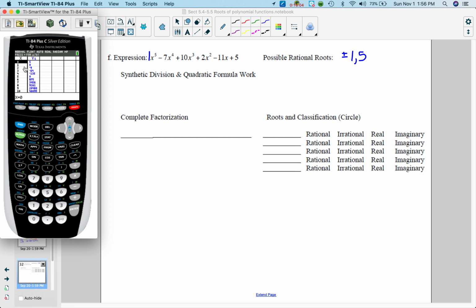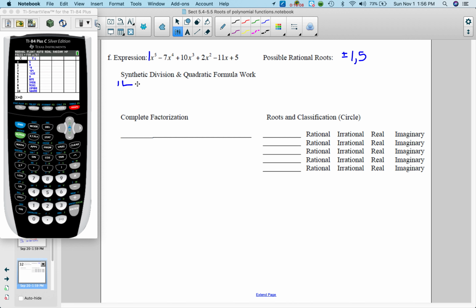Okay, so I can see 1 works. So let's try a 1. Write small. So I have 1, negative 7, 10, 2, negative 11, and 5. So I'm going to bring the 1 down. And that works. So we know x minus 1 is a factor.